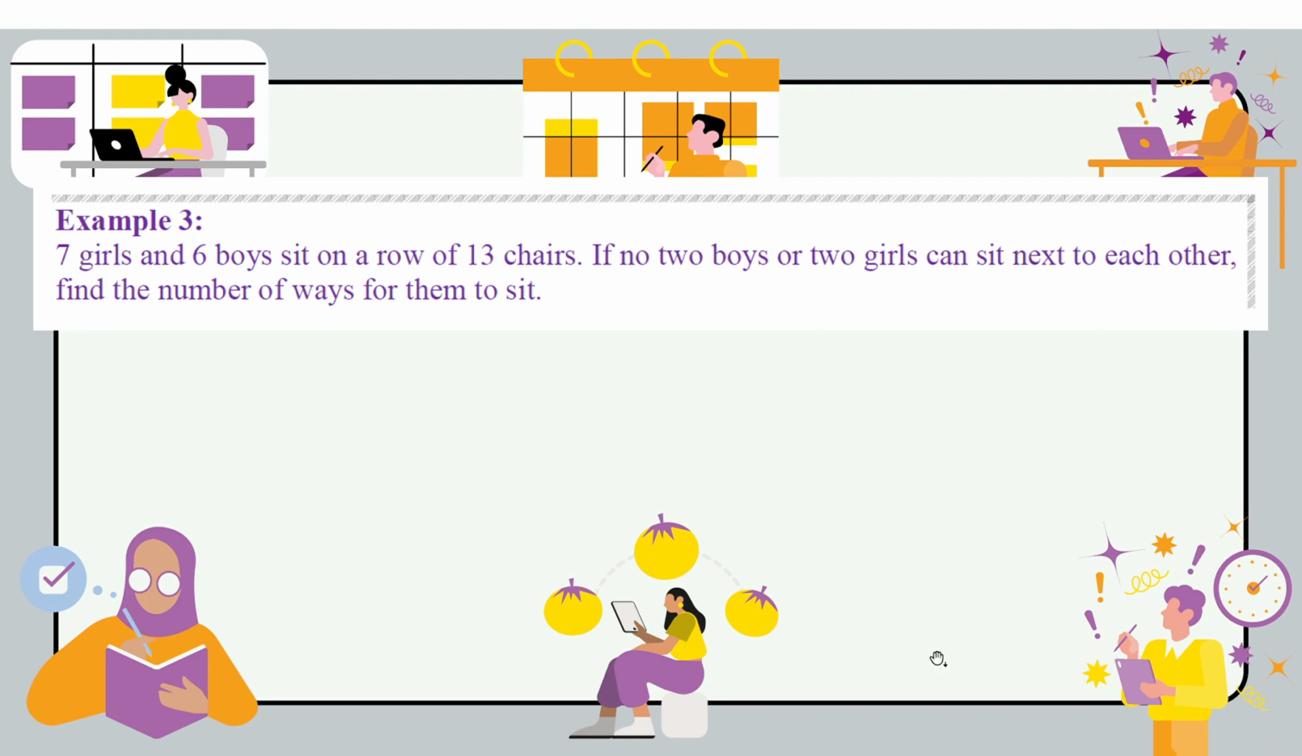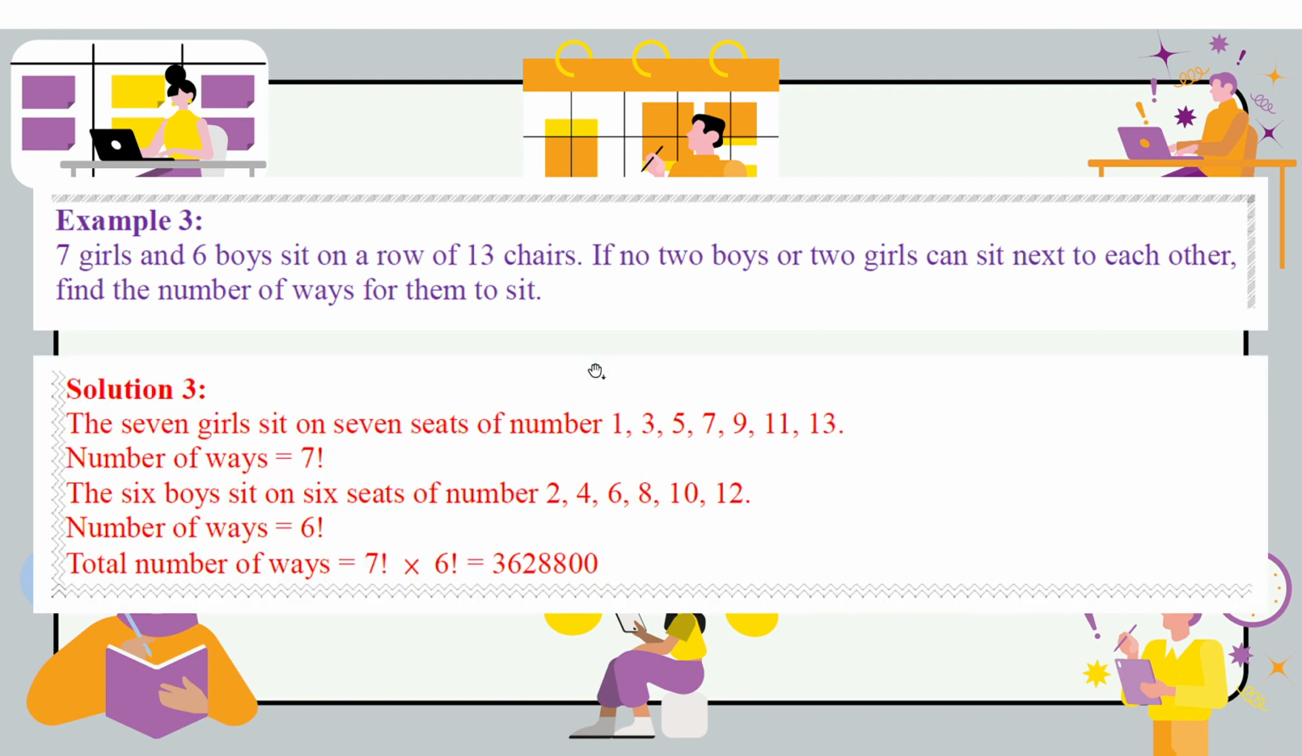Actually, this is just to separate NPR, NCR, NPR. Look at it, a factorial. To separate factorial: 7 girls, 6 boys, sit so that no 2 boys or 2 girls sit together. It means that the girls have to sit at these places, right? 7 girls, 7 places, so 7 factorial. 6 boys, 6 places between them, so 6 factorial. Multiply them together. Wow, big number.